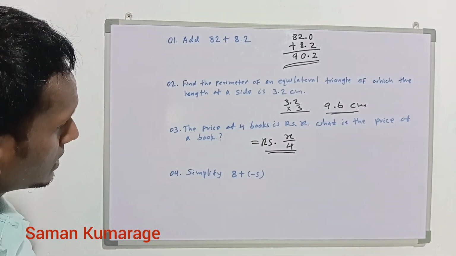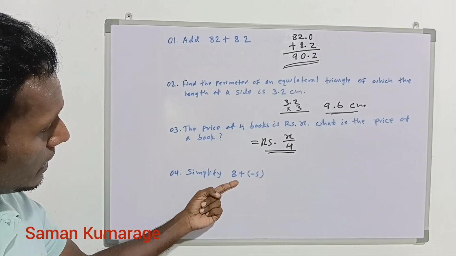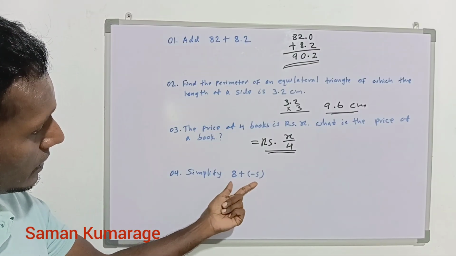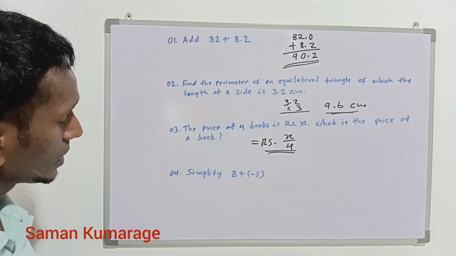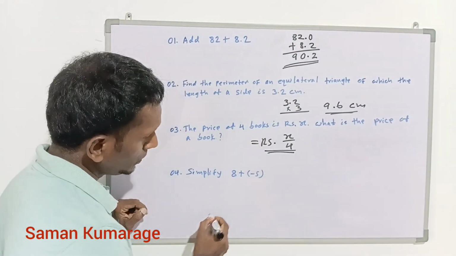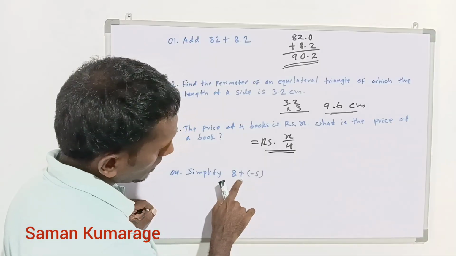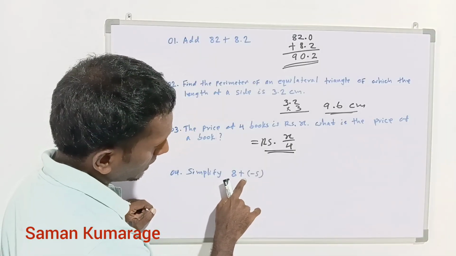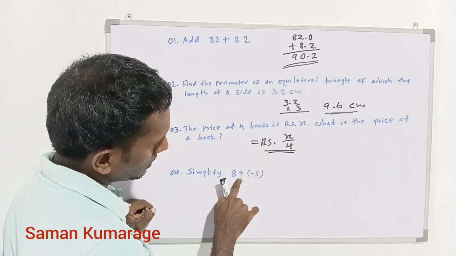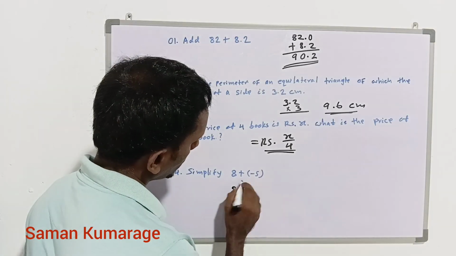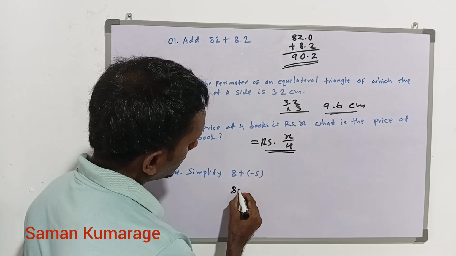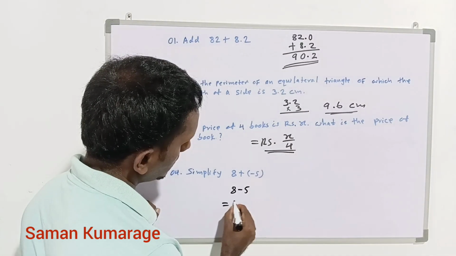Question number 4. Simplify positive 8 and negative 5. So first we need to get rid of these brackets by multiplying this positive sign by the negative sign. So we get 8 minus 5. The answer is 3.